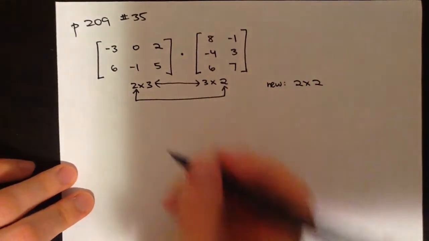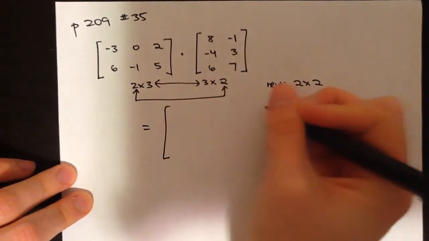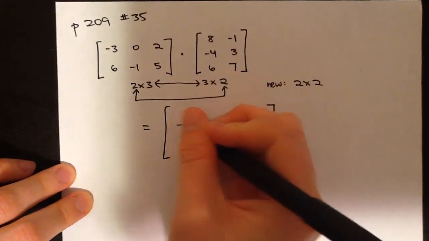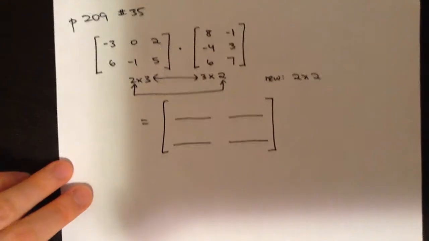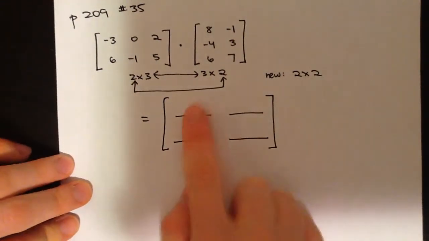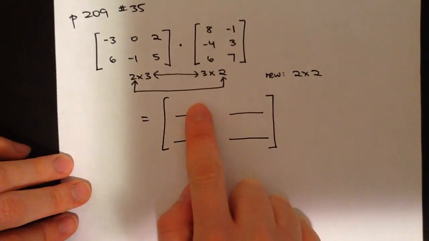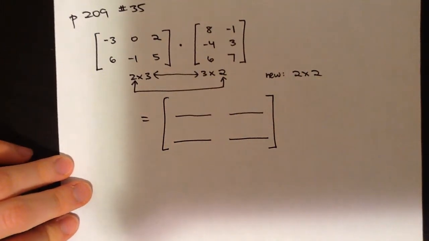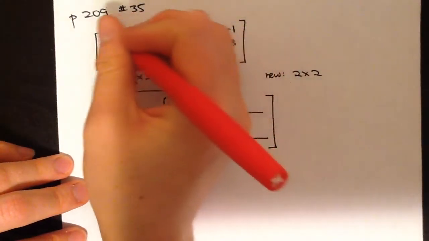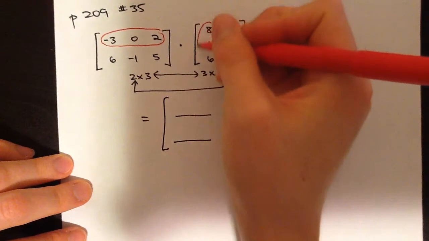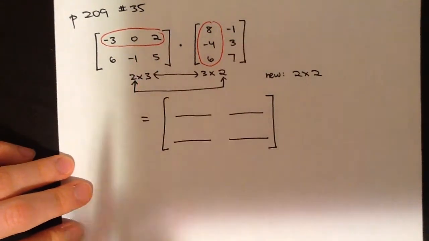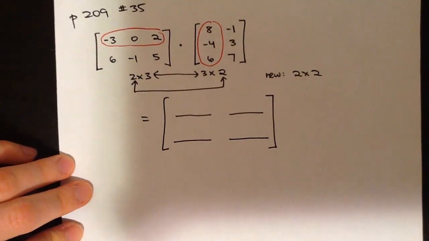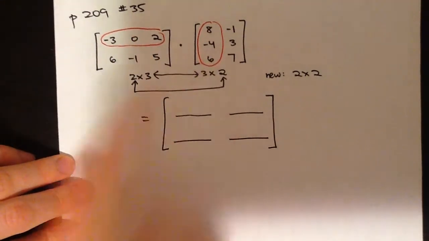All right, so let's set that up down here. I'm going to set up a 2 by 2 matrix. There we go. Okay, so we've got 4 spots. So this spot right here, this is the first row, first column. So I'm going to use the first row on the left and the first column on the right. The one on the left always organizes itself in rows. The one on the right always organizes itself in columns. Okay, so rows on the left, columns on the right.